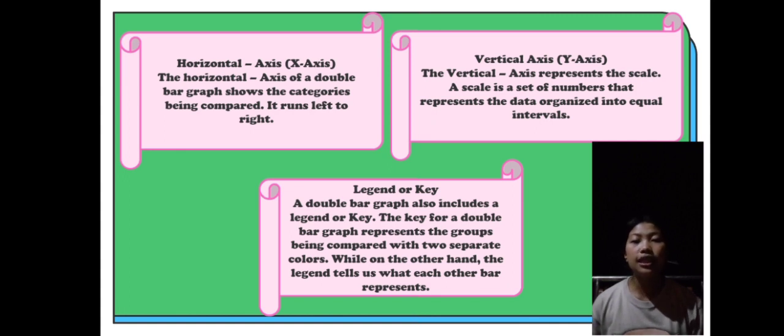And lastly, the legend or key. A double bar graph also includes a legend or key. The key for a double bar graph represents the groups being compared with two separate colors, and the legend tells us what each bar represents.